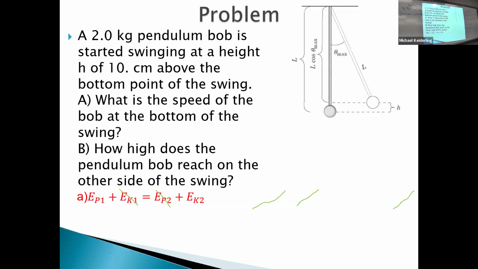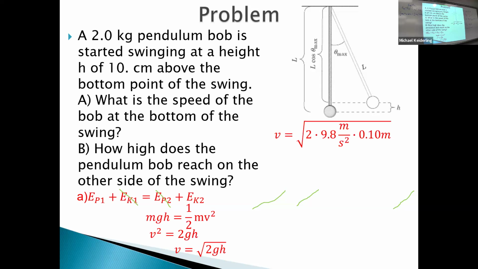This is much like all these other problems. Figure out the speed at the bottom of the swing. Potential energy initial equals kinetic energy final. So mgh equals 1/2 mv squared. V squared equals 2gh. V equals the square root of 2gh. The square root of 2 times 9.8 times 0.1 meters comes out to 1.4 meters per second.